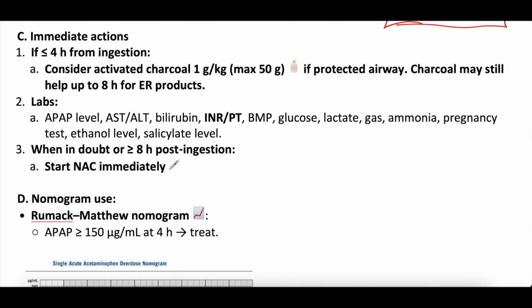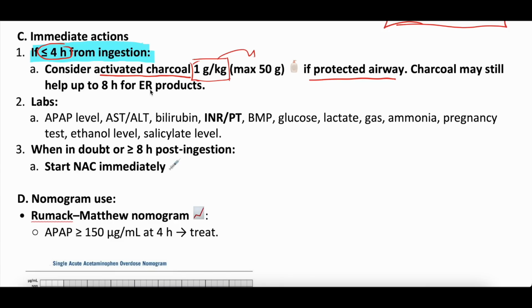If the timeline says they're less than 4 hours from ingestion, this is kind of a magical number we're going to talk about that isn't really magical, but is important. If they say, I drank this whole bottle of acetaminophen and I came right into the emergency department, it was just an hour ago, consider activated charcoal, right? This is 1 gram per kilogram, although this is not medical advice, so always look up your dosing, max of 50 grams. This is if they have a protected airway, because this can cause vomiting and things. So they have to be awake and protecting their airway. You shouldn't try to be shoving this down the throat of someone who's minimally responsive.